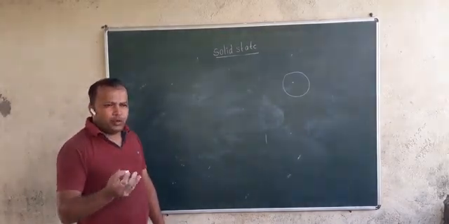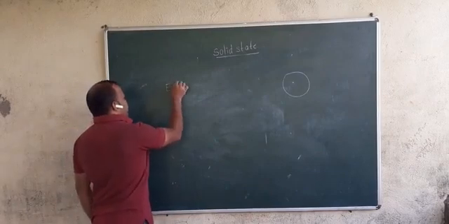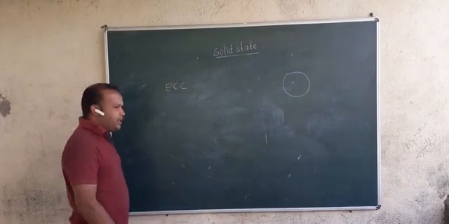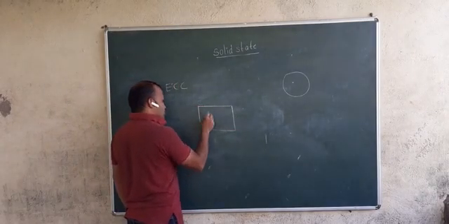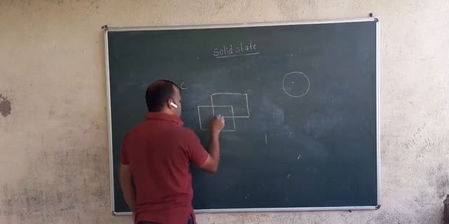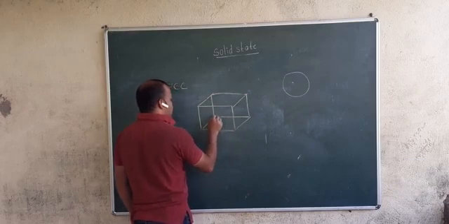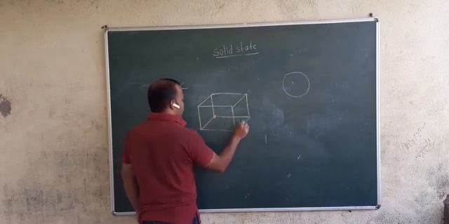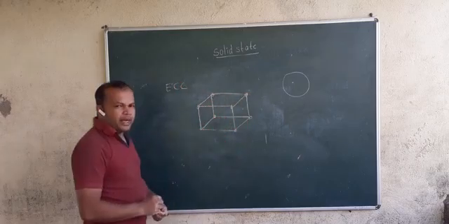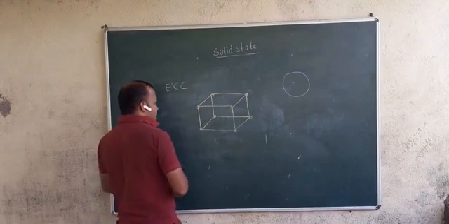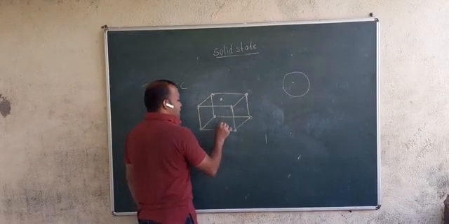Now we'll move to the next one, that is ECC, end center. What is ECC? 8 constituent particles are at 8 corners, and 2 at the opposite faces. You can take any face. I am taking the upper face and the down face.